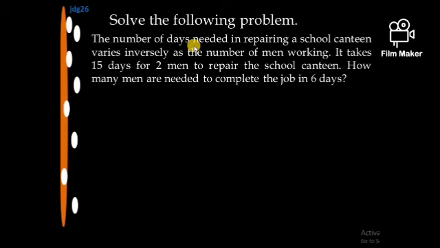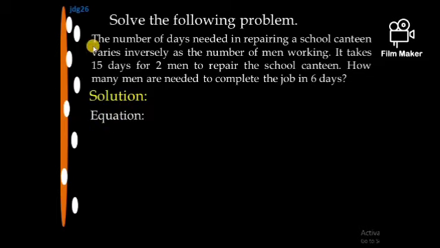Let's have another problem. The number of days needed in repairing a school canteen varies inversely as the number of men working. It takes 15 days for 2 men to repair the school canteen. How many men are needed to complete the job in 6 days? So, in this case, wala kayong letters na makikita. So, anong gagamitin natin sa equation? Kasi yun ang una nating step.